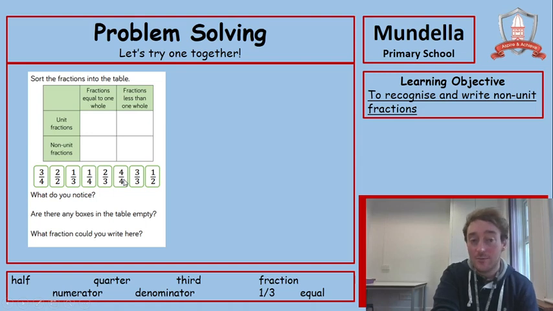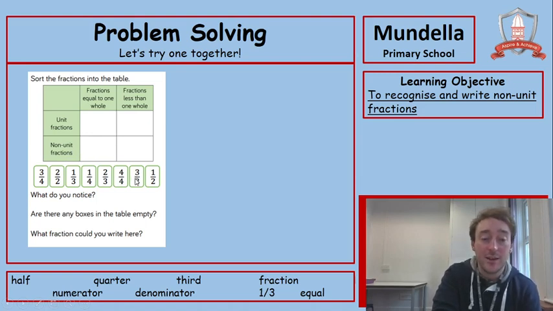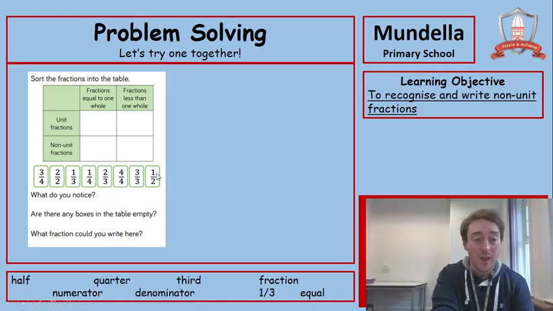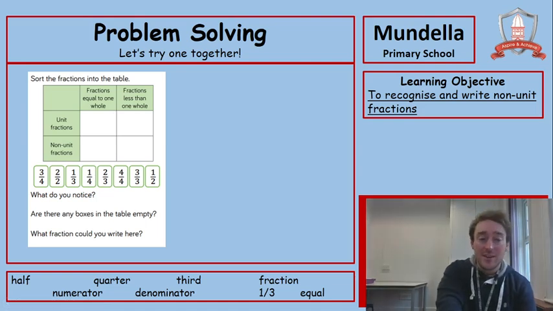4 over 4, well, that's definitely a non-unit fraction, and it's equal to 1 whole, so it goes in here. The same with the 3/3, that will go in here. But finally the 1/2, that is a unit fraction and it's less than 1 whole because it's exactly 1/2 of a whole. So were there any boxes in the table empty?